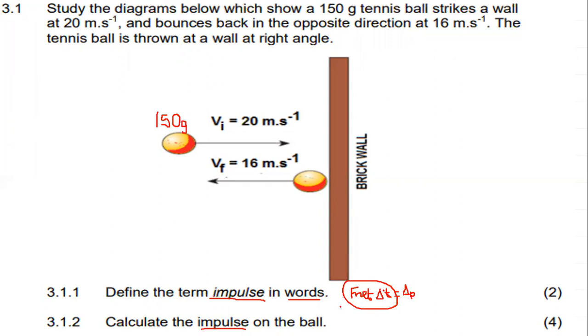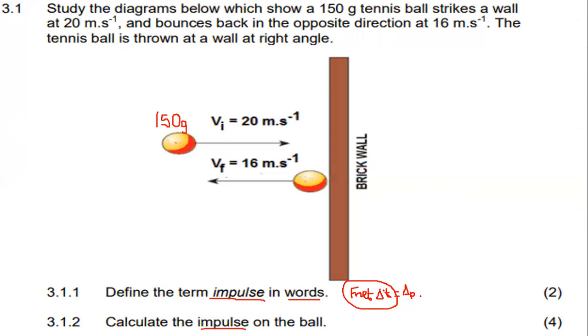Alternatively, if I don't have the value of the net force and the contact time, then I can get the value of the change in momentum. And when I get the value of the change in momentum, then I am definitely sure that I have the value for what? For the impulse altogether.